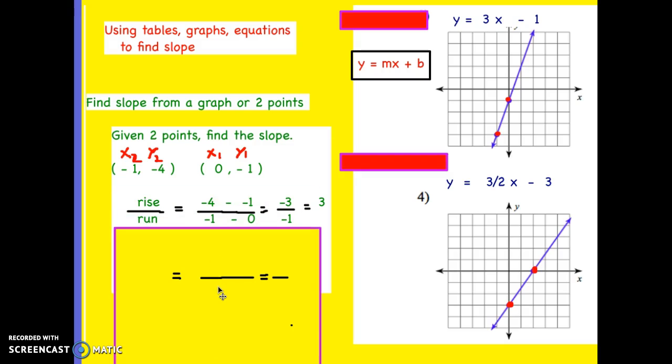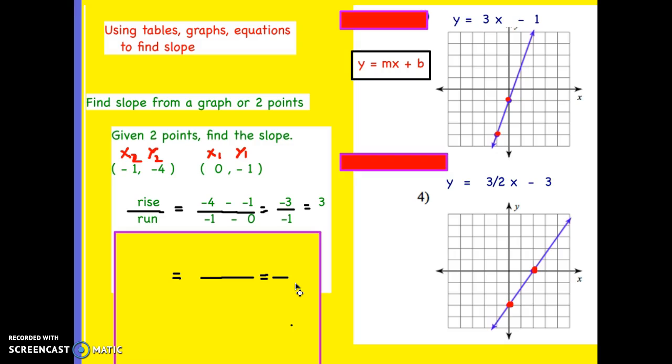To find slope, you want to calculate rise over run. So we're going to write the change in y over the change in x. We can do either y sub 2 minus y sub 1 or vice versa. So let's do y sub 2 minus y sub 1. So -4 minus -1 over x sub 2 minus x sub 1, -1 minus 0. If you remember your rules for subtracting integers, this would be plus. So that'd be -4 plus 1, which is -3, and -1 minus 0 is just -1. So you can see negative divided by negative is positive. The slope is 3, just like we found earlier.